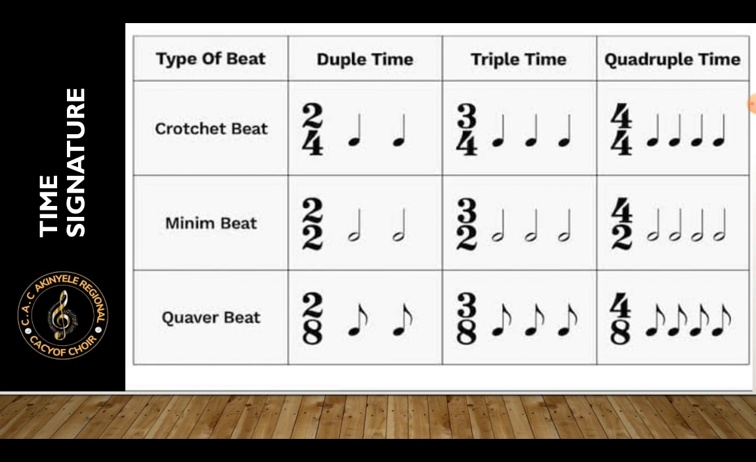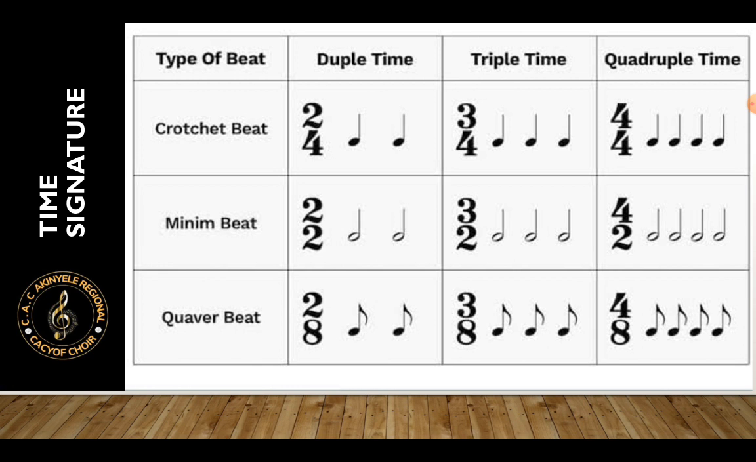Yes, for 2/4, the 2 at the top represents the number of beats that we will have within a bar, and the 4 represents a crochet. When you see 4 below, it represents a crochet. When you see 2 below, it represents a minim. When you see 8 under, it represents a quaver. Please do not forget all of these, and that is why it's important that you get accustomed to the names of musical notes and their representations also.